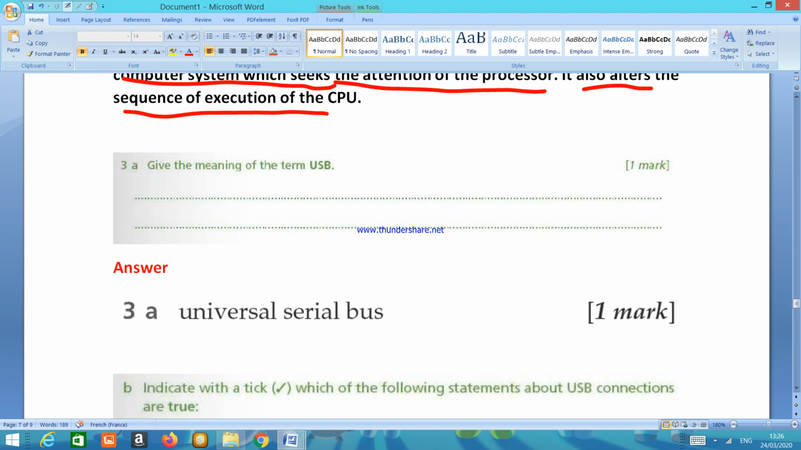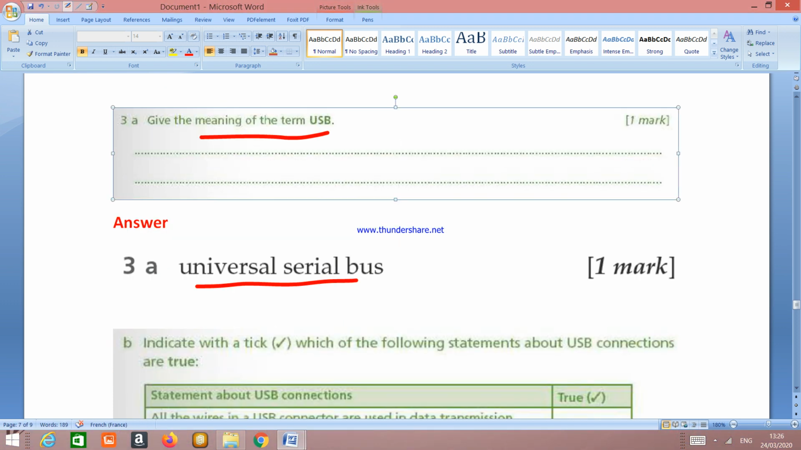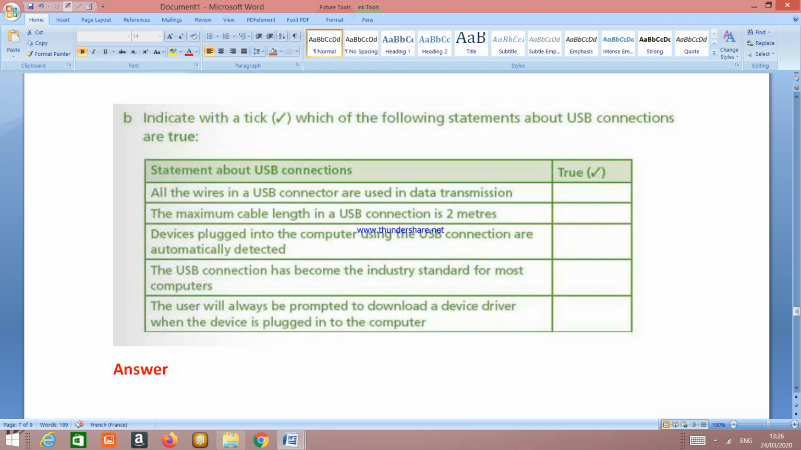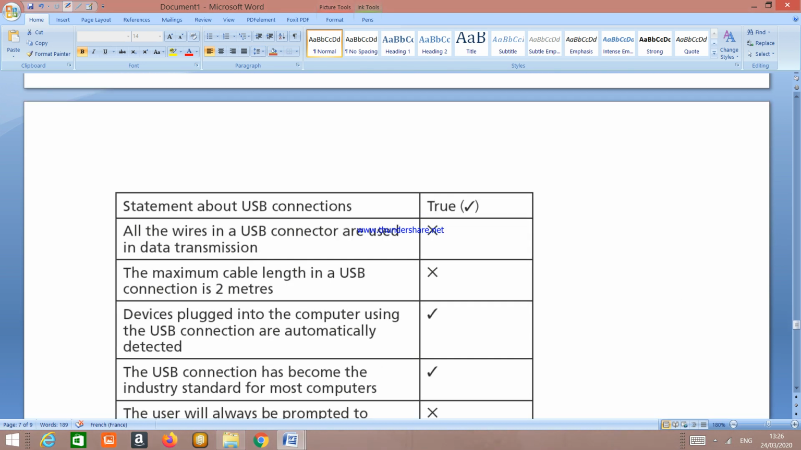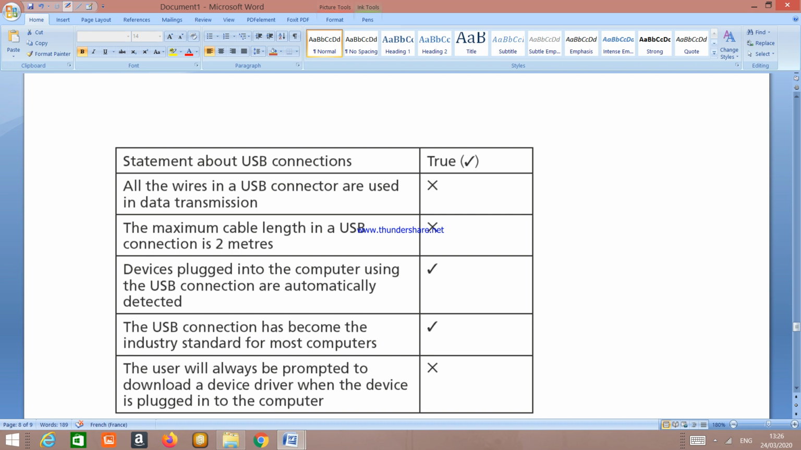Next, let's look at another question. What is the meaning of USB? Universal Serial Bus. Now, let's try this. True or false? We have to put a tick where it's true. All the wires in USB connection are used in data transmission. False. Only two wires are used for data transmission, one to send data and one to receive data. And the other wires are for power in and power out.